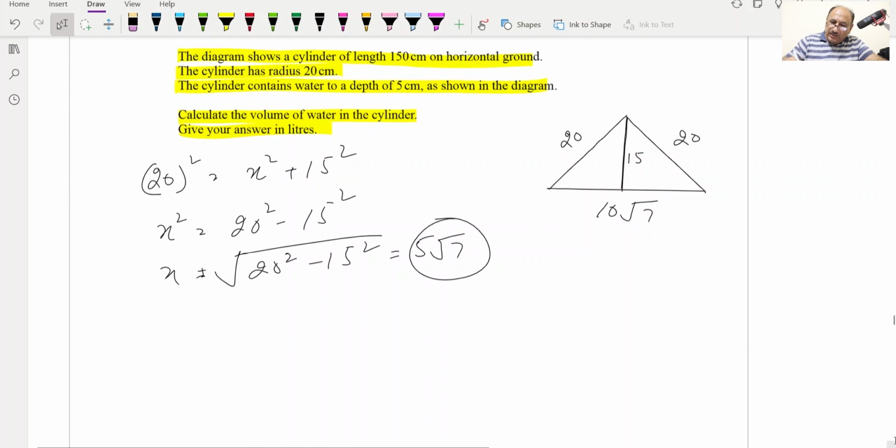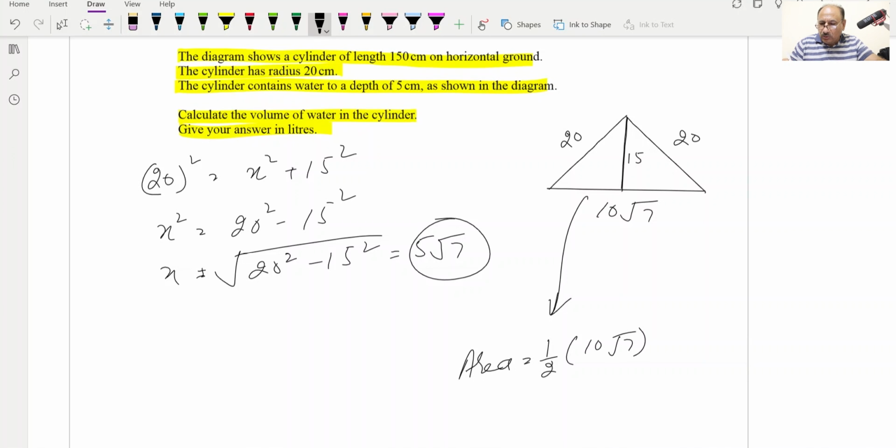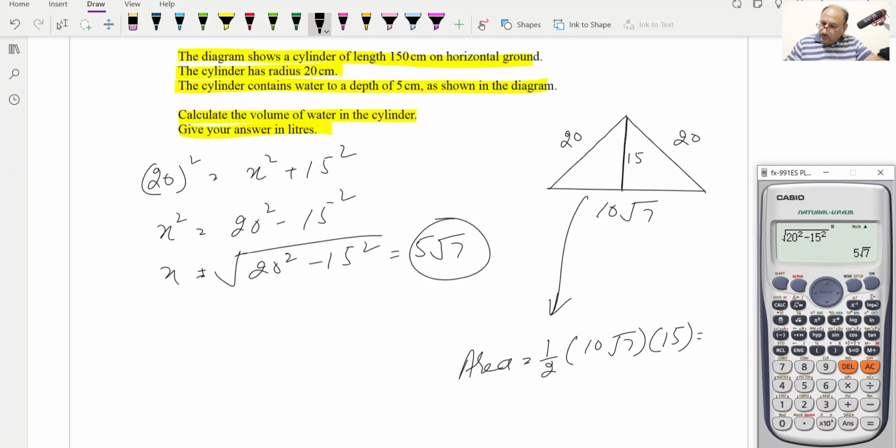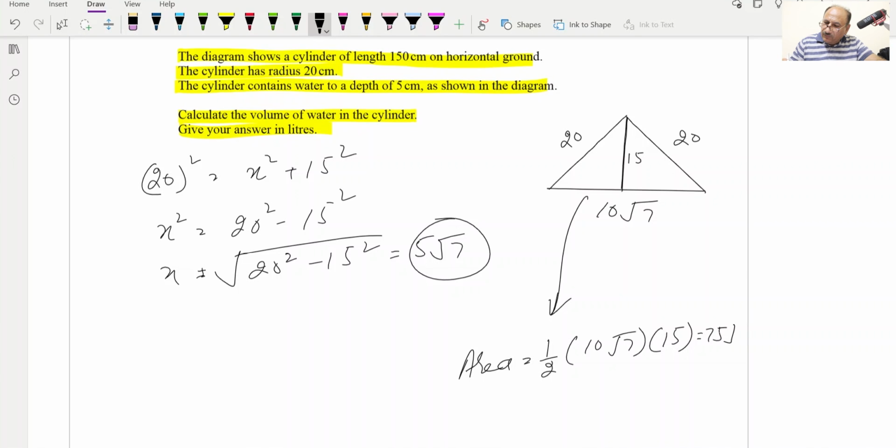Now we can find the area of this shape. Area of triangle will be equal to 1 by 2 into base, which is 10 under root 7, into height, which is 15. This will be equal to 0.5 into 10 root 7 multiplied by 15, and this is equal to 75 root 7. So this is the triangular area.